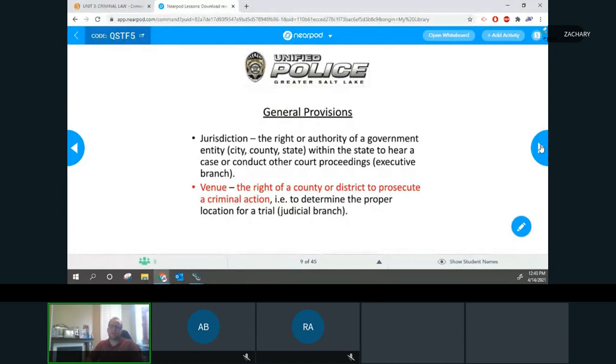Okay, another thing is called venue. Venue is the right of a country or a county or district to prosecute a criminal action, okay? Then they get to determine the location of the trial, that kind of stuff. So for cities that are so small, they reach out to their counties in order to be able to do trials and stuff like that, rather than do it in the city if the city's not large enough.